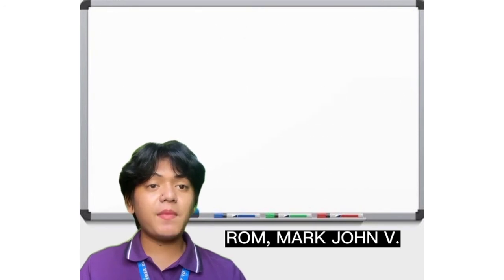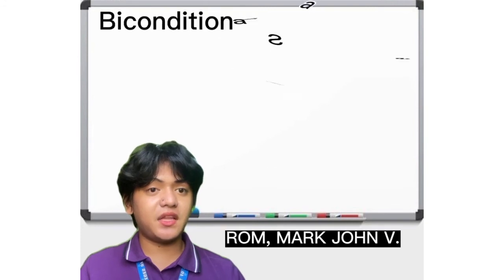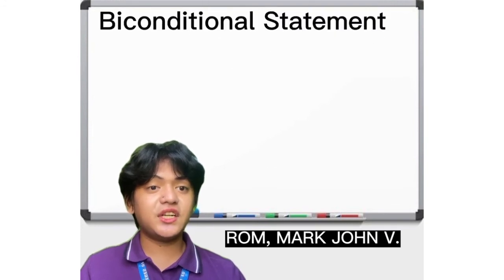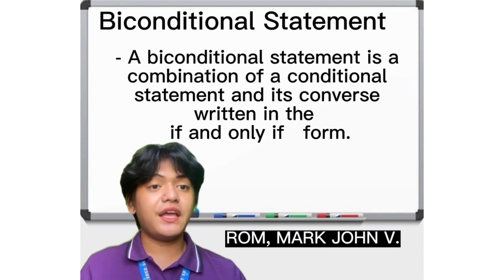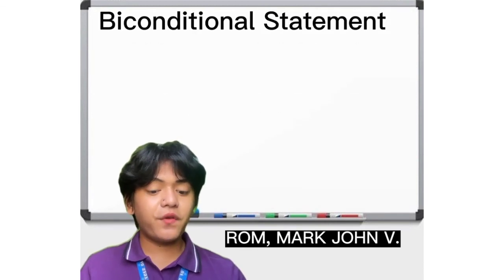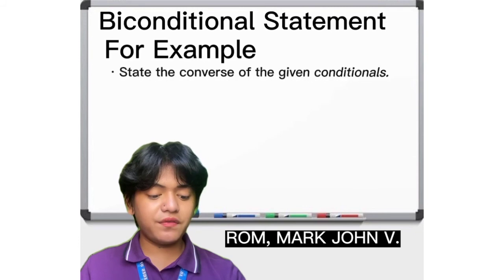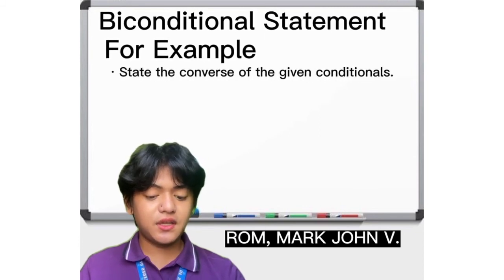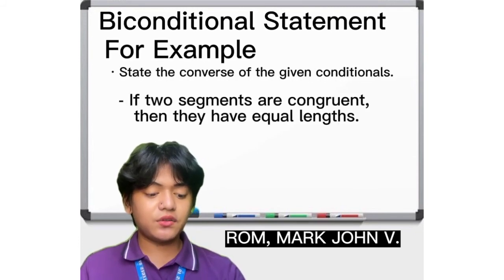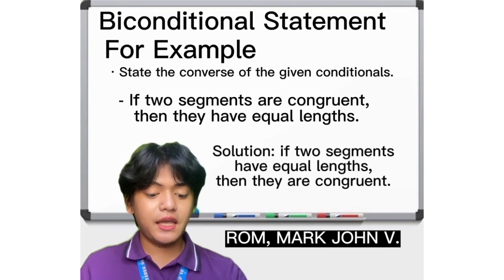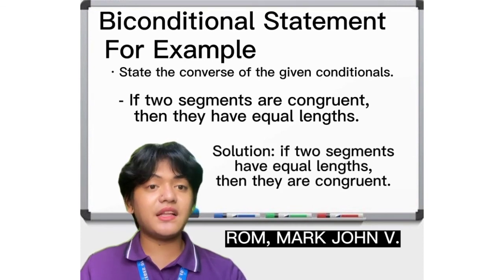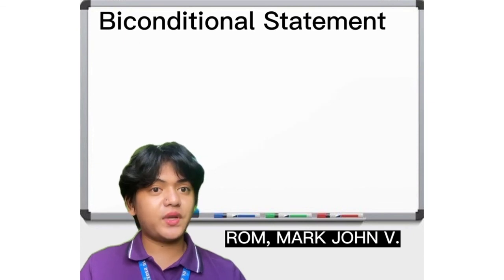Now let me talk about the biconditional statement. What is a biconditional statement? A biconditional statement is a combination of a conditional statement and its converse written in the if and only if form. For example, state the converse of the given conditionals. If two segments are congruent, then they have equal lengths. Solution: if two segments have equal lengths, then they are congruent.